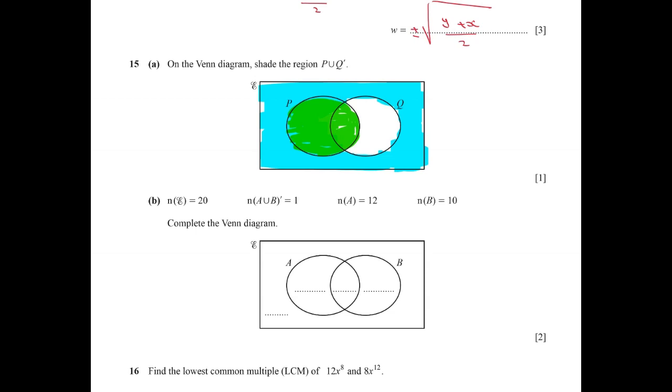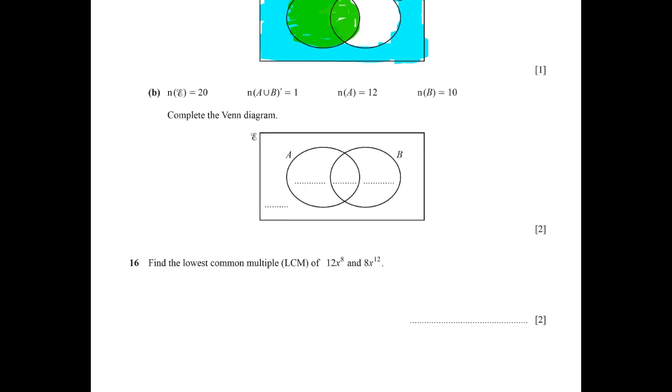Question 15, part B. n of U, the universal set, is equal to 20. n of A union B dash equals 1. n of A equals 12. n of B equals 10. n of A union B dash is equal to 1, then we will write the 1 here. The rest of the 20 is 19.